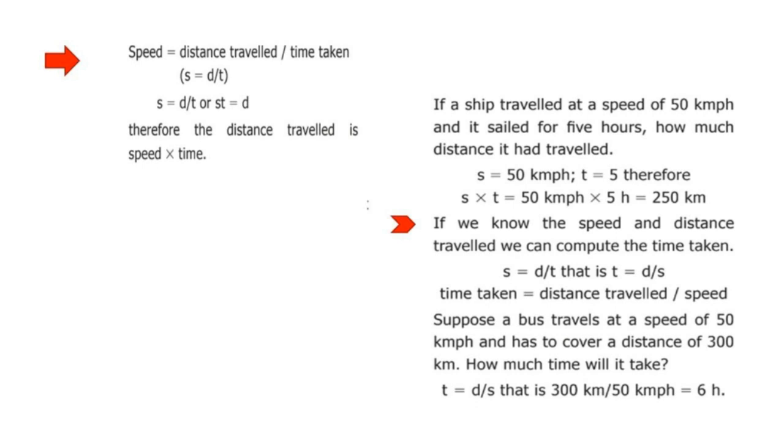So, what's the formula to calculate the distance? It is speed into time. So 50 km per hour into 5 hours is equal to 250 km. Here hour and hour are going to be cancelled.